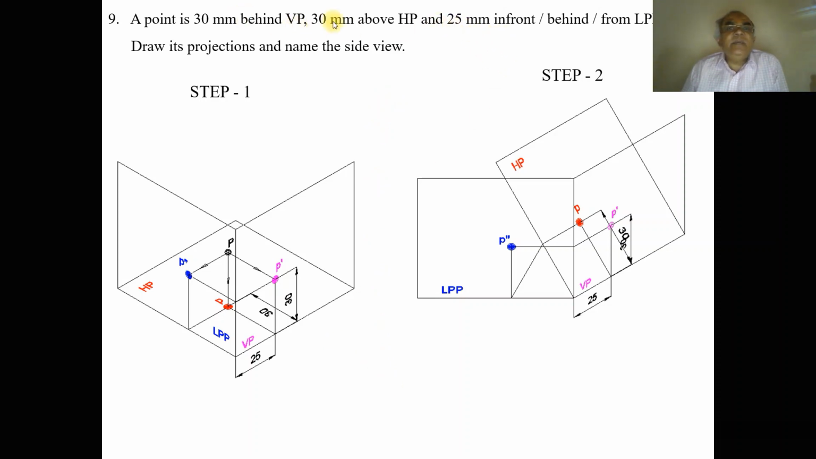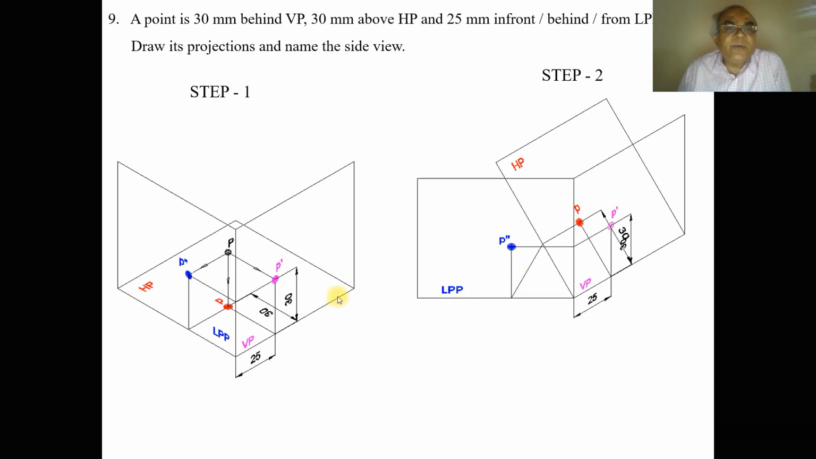Since it is behind VP, it should be 25 mm behind LPP. As we know, we have the vertical plane and the horizontal plane, and since the distance is given from LPP, we have to consider LPP. Now, name the side view. Since it is behind LPP, I should look from the left side view. Then how do we analyze this?